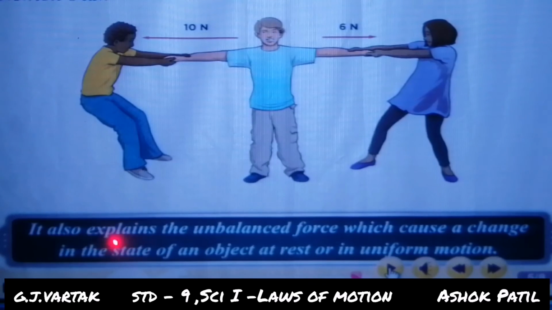It also explains the unbalanced force which causes a change in the state of an object at rest or in uniform motion. Okay?